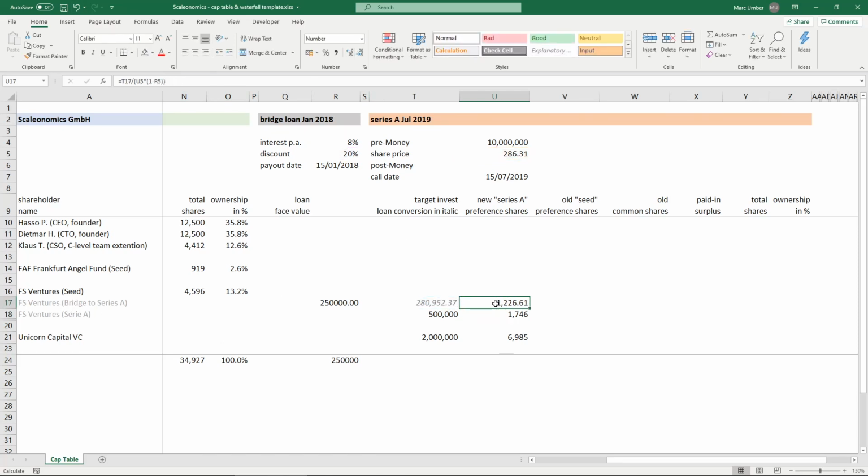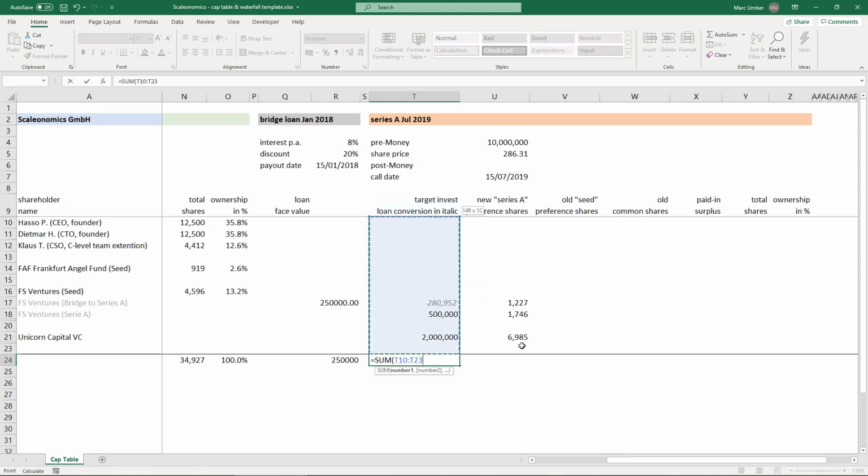That would be 1,226. And again, we need to make this a natural number, no digits after the decimal. So Frankfurt School will get 1,227 shares for the loan conversion. And to highlight that this is a loan conversion, we're going to do this in light gray and italic, such that we see that this was not an inflow of fresh money, as opposed to the investment of 500,000 from Frankfurt School and 2 million of Unicorn Capital.